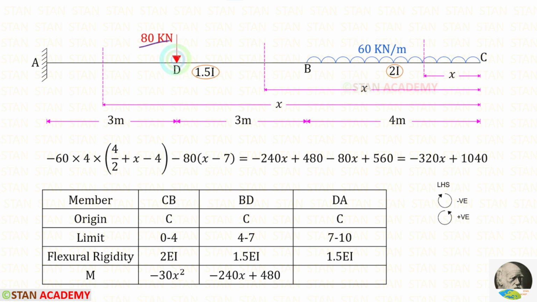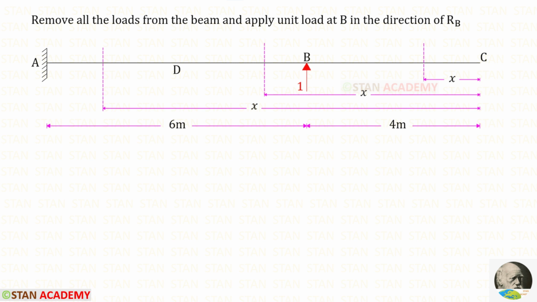The point load is acting in the clockwise direction so that it is also negative. For this load, this is the distance. This distance is x minus 3 plus 4. So it will be x minus 7. After simplifying, we will get this. Let us apply that. Now we are going to find the moment M1.